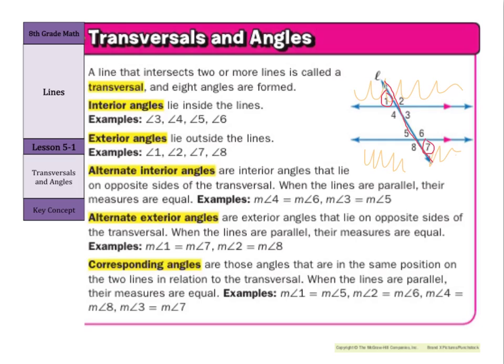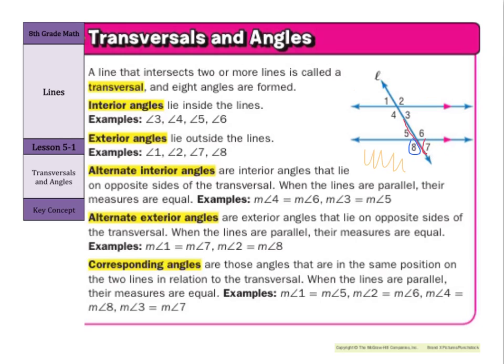Likewise, so is 2 and 8. They're on the outsides on opposite sides of the transversal. One's on the right side, one's on the left side. Alternate exterior angles. We'll go ahead and erase these as we read about corresponding angles.